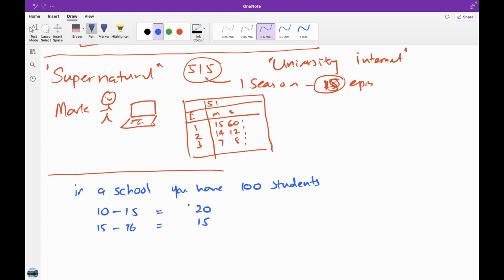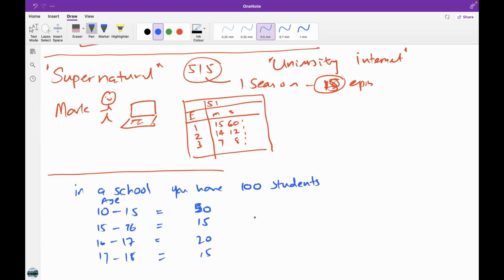From age, let's give it a larger number, say 50 students are from 10 to 15 age, and 15 to 16, 15 students, and 16 to 17, say 20 students. So how many? 70, 85. So the remaining 15 students are from 17 to 18 age.